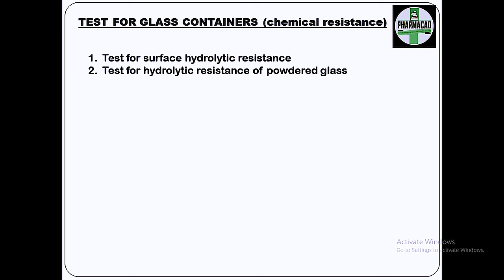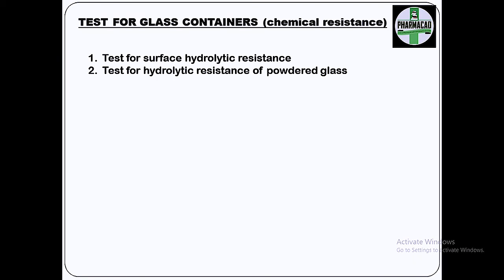So after that, we can see that ultimately glass also undergoes some kind of evaluation. We have the test for surface hydrolytic resistance and the test for hydrolytic resistance of powdered glass. In the powdered glass test, you generally crush your glass and see the resistance. In the first one, there's a surface test. You do not crush it. It is just a proper glass container, and you test on the surface how much absorption has happened. So no need to go deep into this, but yes, you need to know that there is some kind of hydrolytic resistance or chemical resistance evaluation test for the glass containers.